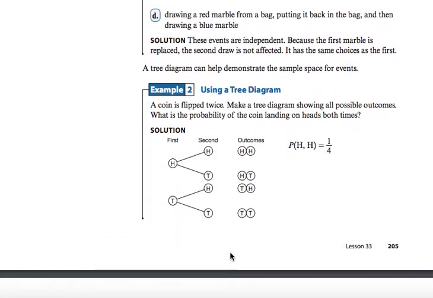So in example 2, we'll look at a tree diagram. This can help demonstrate sample space for different events. Using a tree diagram, a coin is flipped twice. Make a tree diagram showing all possible outcomes. What is the probability of the coin landing on heads both times?